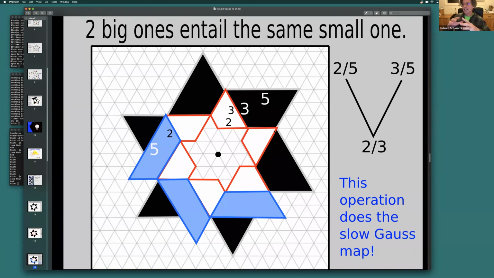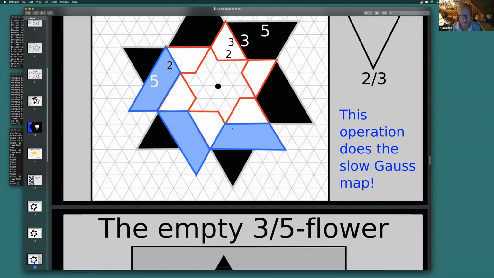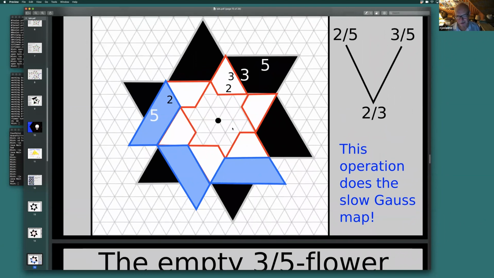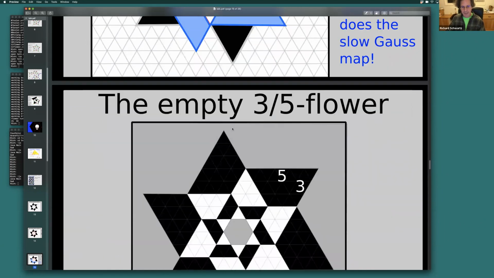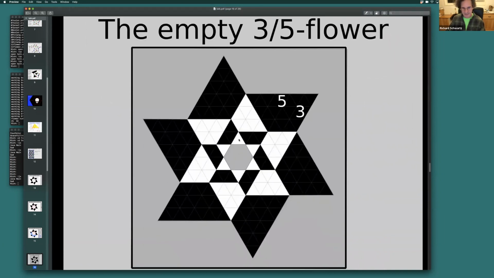So if you organize all of these necklaces, you could think of making a rooted binary tree where there's one node per necklace, and then you join them by edges by this entailing rule, then you get the binary tree associated to continued fractions, and then this entailing rule is doing the slow Gauss map. It's a rooted tree, so it stops after a while. Yeah. I'll show you. Here we go. So this is where it stops. This kind of inner thing is like 1/1. Yeah. Right. So this is the empty 3/5 flower.